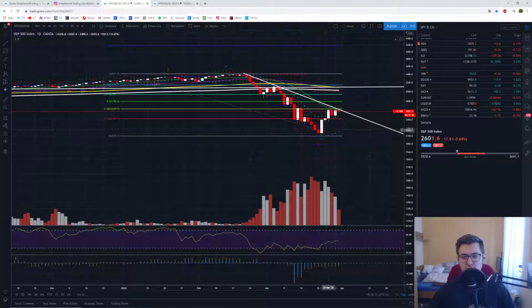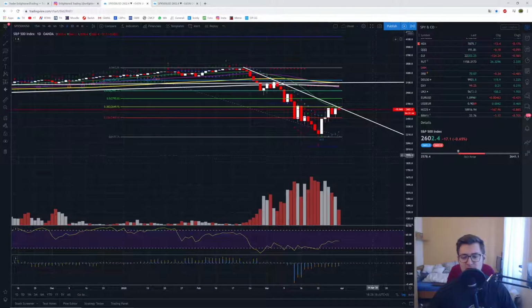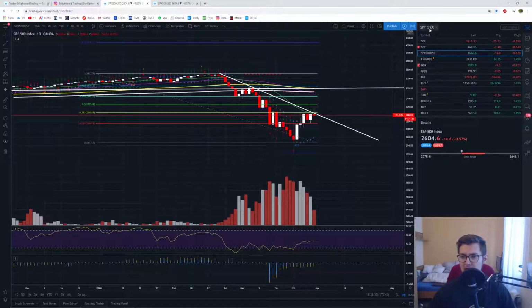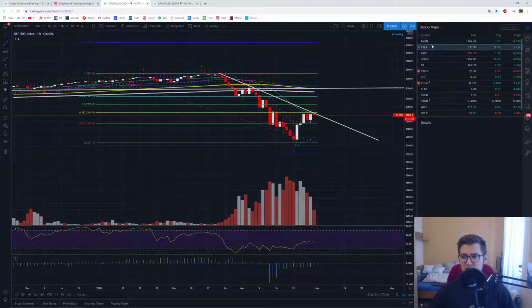So in general, I think the S&P and the market is likely to move higher, at least short term, and break this trend line and move to around 2,800 to 3,000. So that's that for the S&P, and I will now move to major stocks.